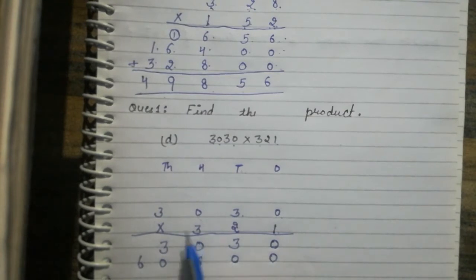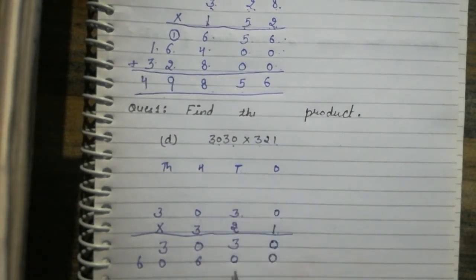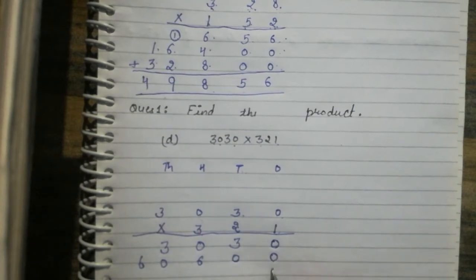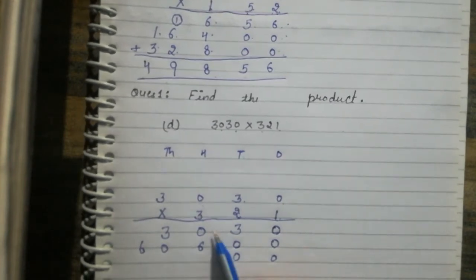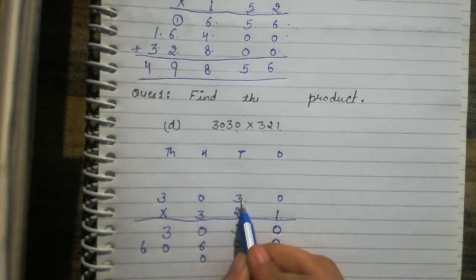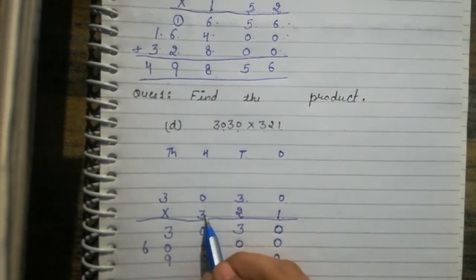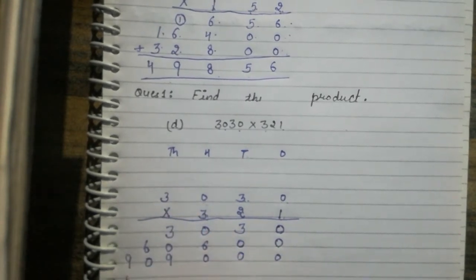Now we have to multiply 3030 by 3. But the place value of 3 is hundreds. So what we do? At tens and ones place, we will write 2 zeros. So write 0 at ones place, write 0 at tens place. Now start multiplication. 3 zeros are 0, 3 threes are 9, 3 zeros are 0 and 3 threes are 9.